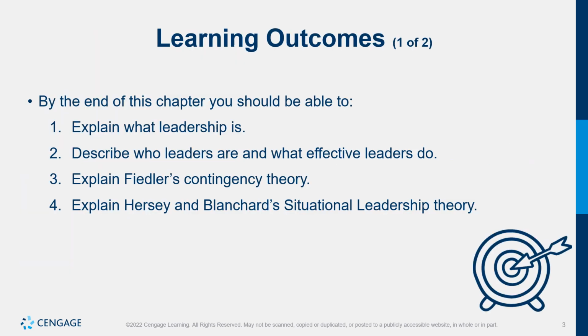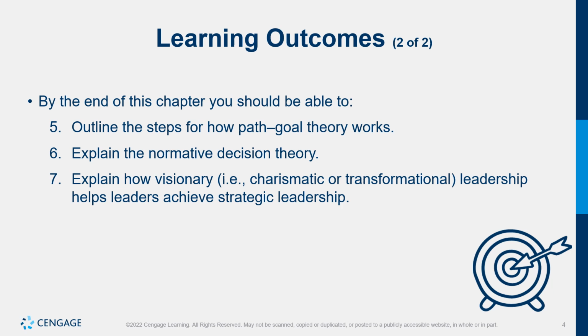The learning outcomes include: explain what leadership is, describe who leaders are and what effect leaders have, explain Fiedler's contingency theory, explain Hersey and Blanchard's situational leadership theory, outline the steps for how path-goal theory works, explain the normative decision theory, and explain how visionary leadership helps leaders achieve strategic leadership.